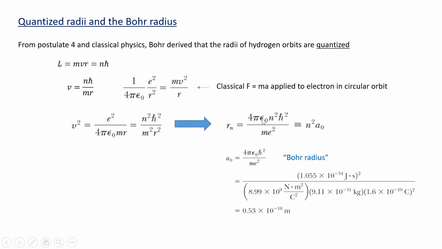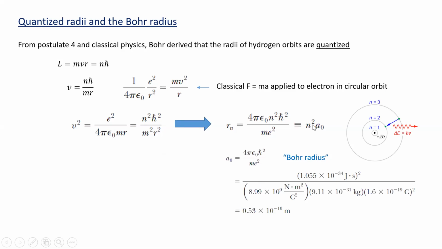So it would be 4 pi epsilon naught h bar squared over m e squared, the Bohr radius. And that's calculated here. I'm just putting in the values for h bar squared, 1 over 4 pi epsilon naught, and m and e squared. And it turns out to be 0.53 angstroms.